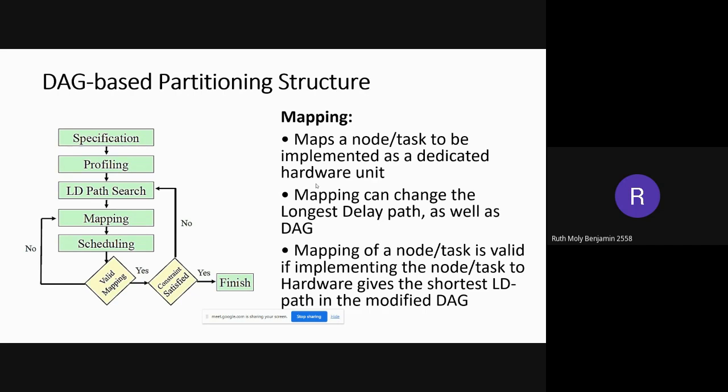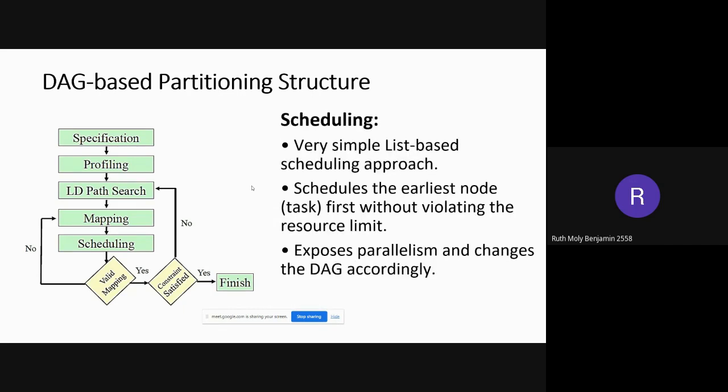So when you map the software and the hardware, you will be able to know which is the longest delay path, and if there is any difficulty in the mapping between them, it has to go back to the previous stage of finding the longest delay path again. Then the third step is scheduling.